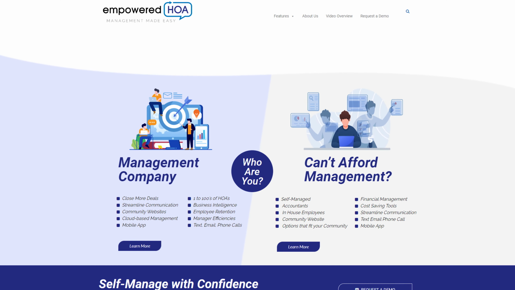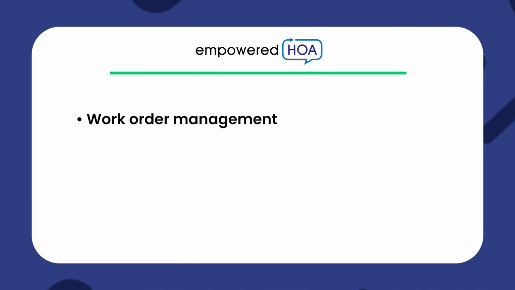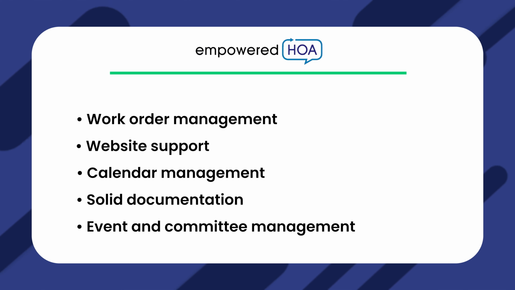Now on to Empowered HOA. Empowered HOA is a dedicated HOA management tool with a simple and easy to use interface and solid online documentation that makes getting started easier. Their features include work order management, website support, calendar management, solid documentation, and event and committee management. Unfortunately, Empowered HOA doesn't offer its pricing publicly, so contact them for more information.